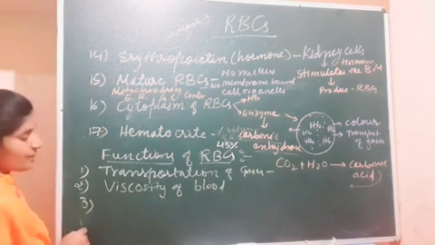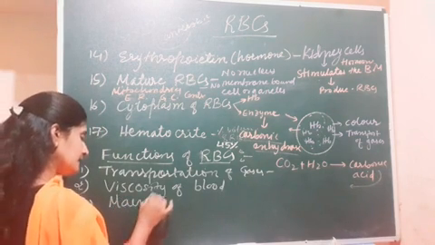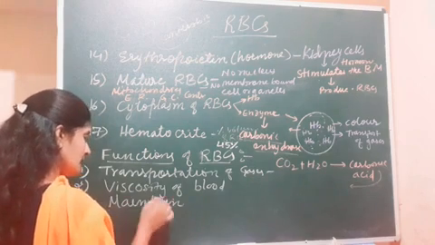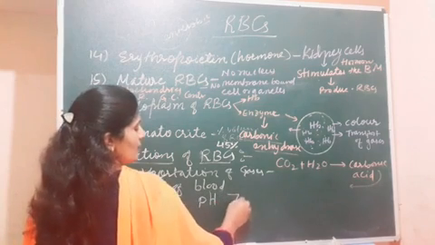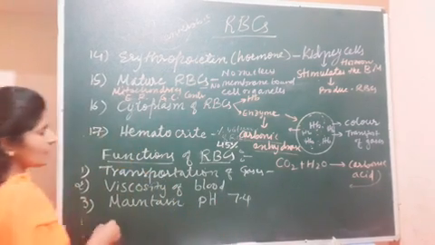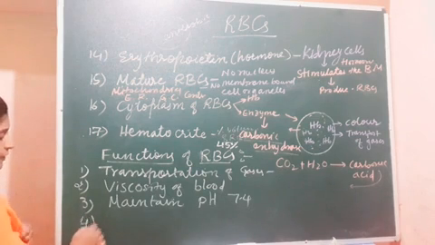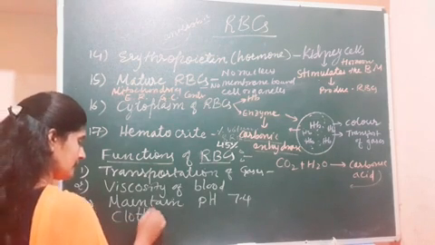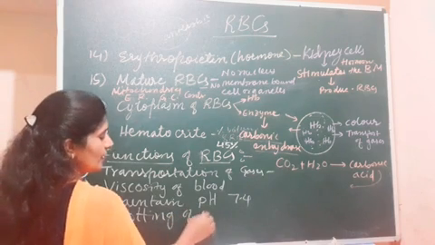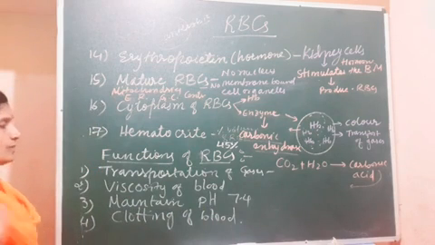Third function of RBC is that it helps in maintaining the pH of blood. pH of blood is 7.4. So these RBCs maintain the same ratio. Now the fourth function of RBC is that RBC also takes part in the clotting of blood. So these are the main four functions of the RBC.